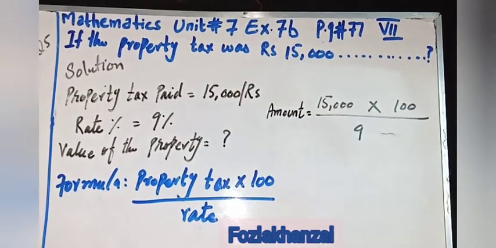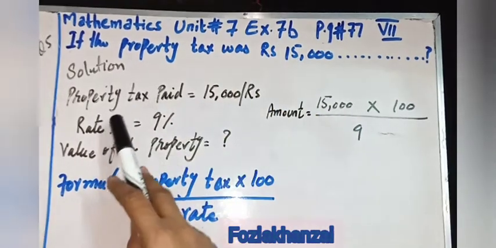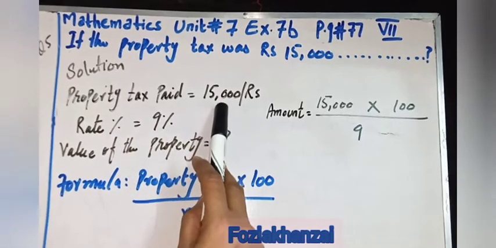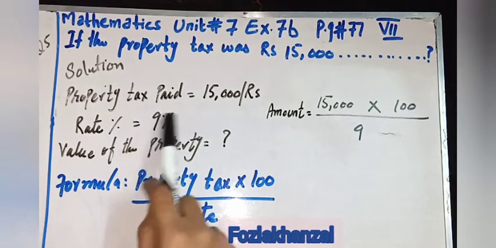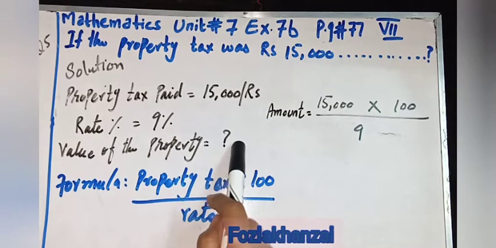Next question, question number 5. If the property tax was 15,000 rupees at the rate of 9%, find the value of the property. It means in this question, property tax paid is 15,000 rupees. The rate is given, 9%, but the total value of the property is not given. So we will find the property value. According to the question, property tax paid is 15,000 rupees, rate percent is 9%, and the value of the property we find, so put a question mark.